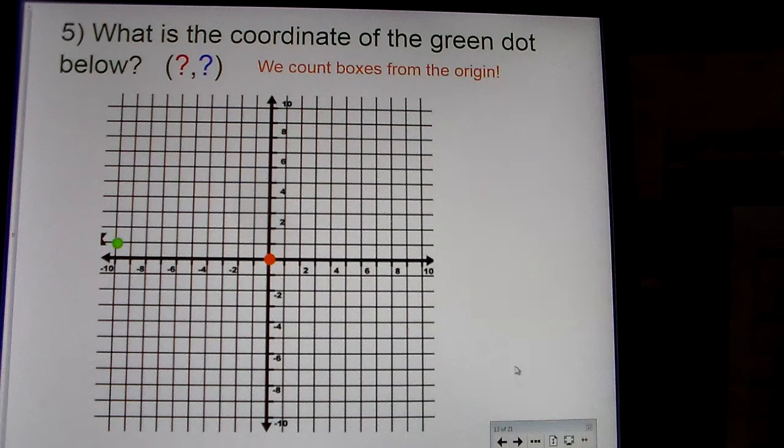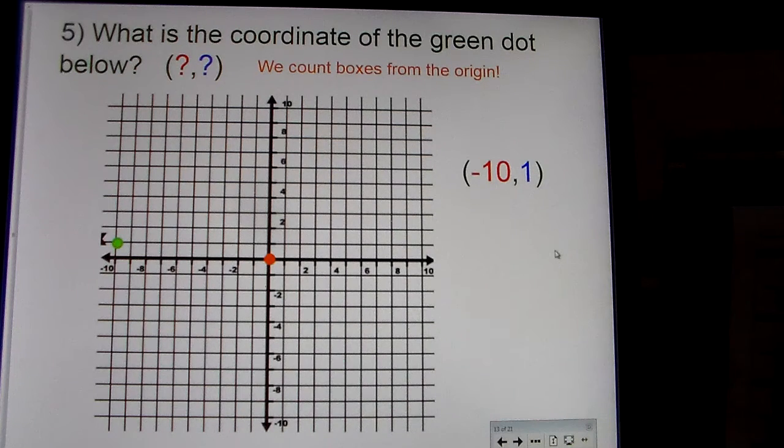Our next problem. Counting from the origin, we go 10 left, 1 up. So it'll be 10 left is -10. 1 up is 1. So it'll be -10, comma 1. And that's our answer for number 5.